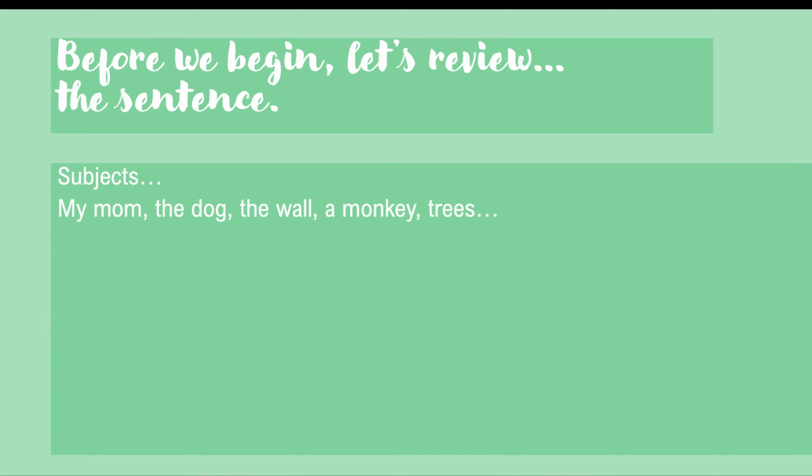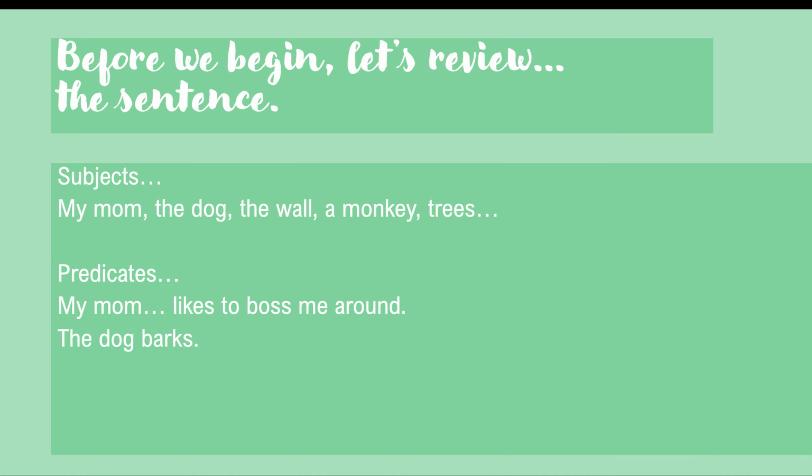Obviously, I'm sure most of you know that every sentence must have a subject. These are some sample subjects that could be part of a sentence. Also, sentences must have a predicate, and the predicate basically tells the reader what the subject is doing. So, for example, my mom is a subject, and the predicate would be likes to boss me around. And I'm sure many of you can attest that this is correct.